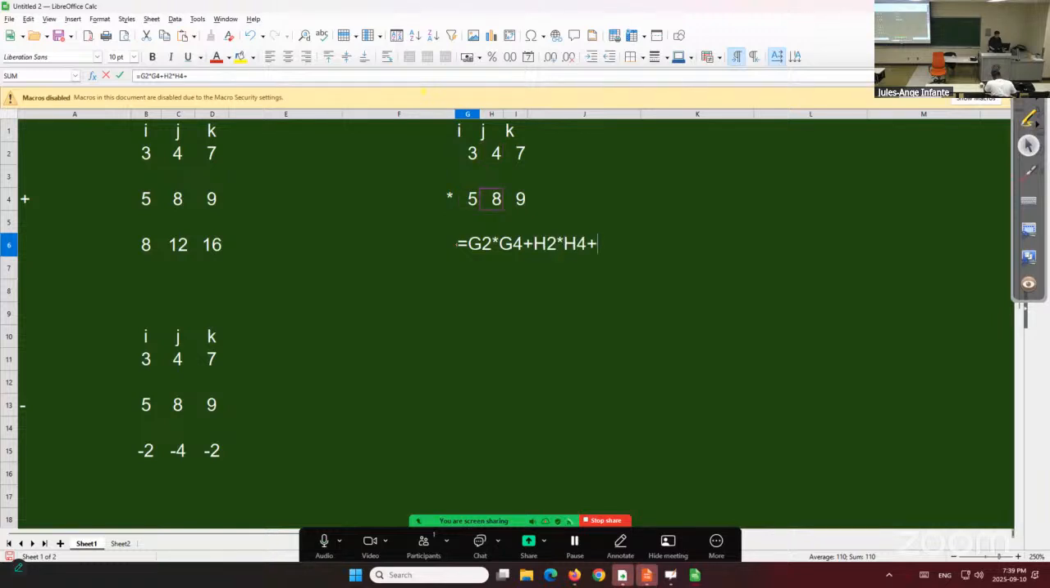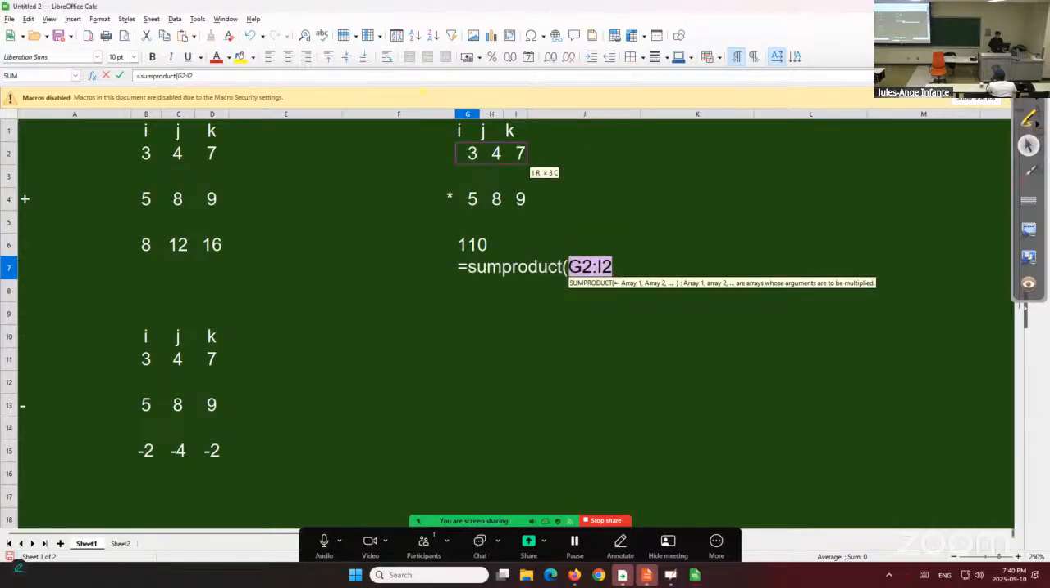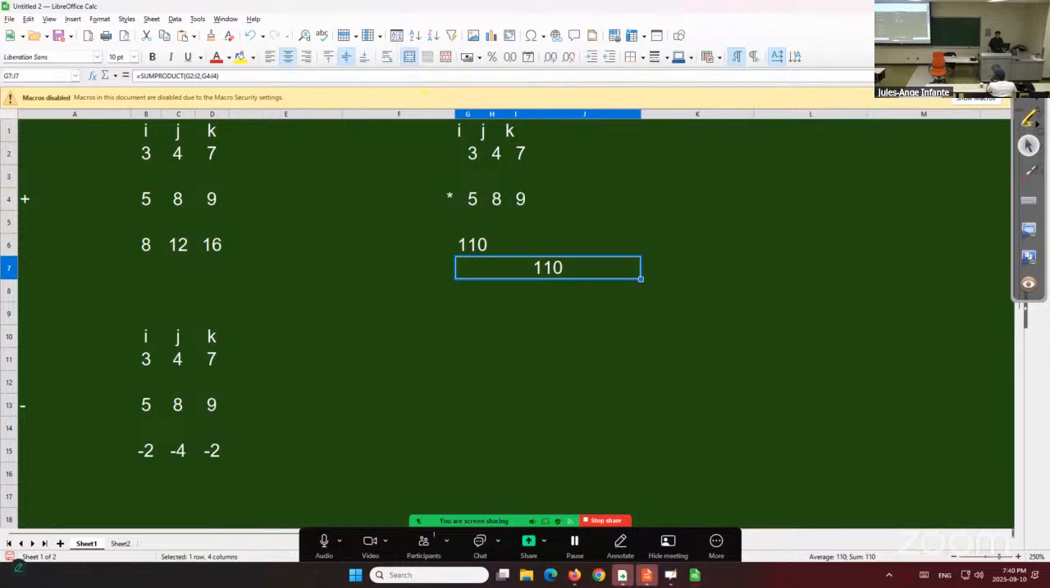Plus. Okay, it's 110. It's a scalar. Right? I could have also used SUMPRODUCT of this and this, and it does exactly the same thing. So SUMPRODUCT of 2 vectors does the product of each element and adds them together. So SUMPRODUCT is basically the dot product when you have two vectors.